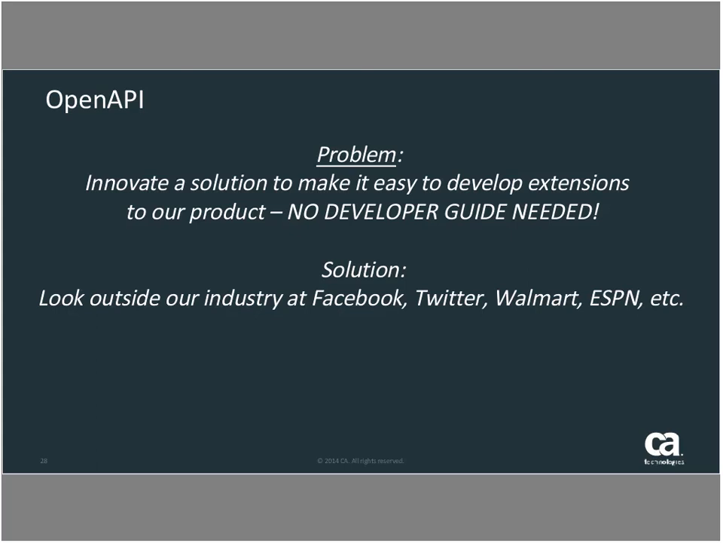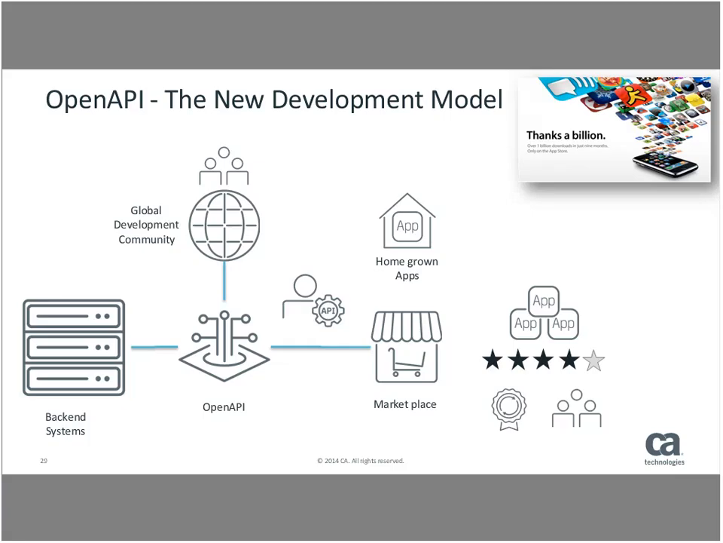So we looked outside our industry at Twitter and Facebook and what these guys did. And what they really did is they introduced a whole new development model. This is how the App Store got to 1 billion apps, is really applying this development model, which is you've got a back-end system, you take your APIs, but you really construct what's considered an open API, which is really an API designed for a global development community that does not need to know the intimate details of your architecture.